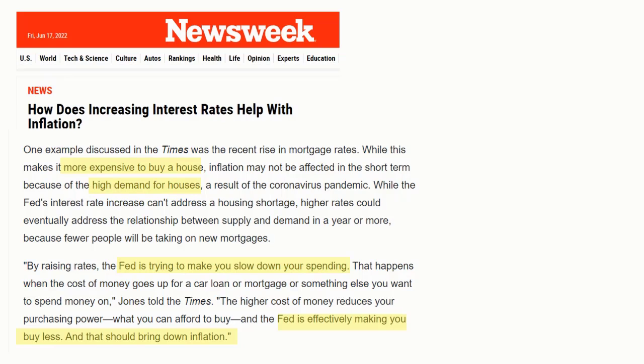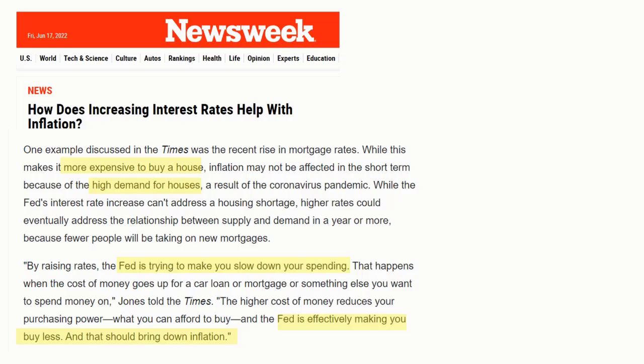And the article goes on and talks about, so how is this going to affect mortgage rates? And so obviously we've seen a rise in mortgage rates, makes it more expensive to buy a house, but really inflation may not be affected in the short term because of the high demand for houses. And so that's what people want to know. It's like, how is this going to affect the housing market? This is a great article to talk about that.